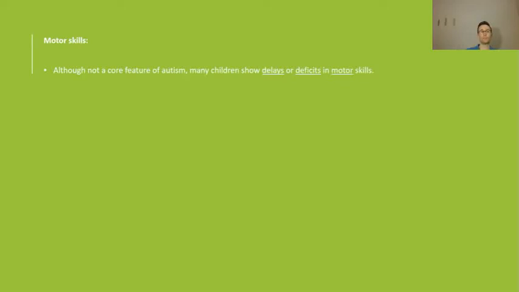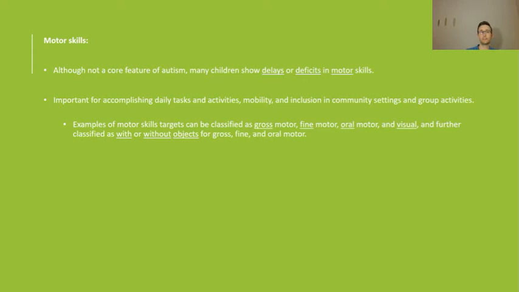Motor skills. Although not a core feature of autism, many children show delays or deficits in motor skills, and it's quite uncommon for those to be overlooked by practitioners in children with autism. Motor skills are important for accomplishing daily tasks and activities, mobility, and inclusion in community settings and group activities.